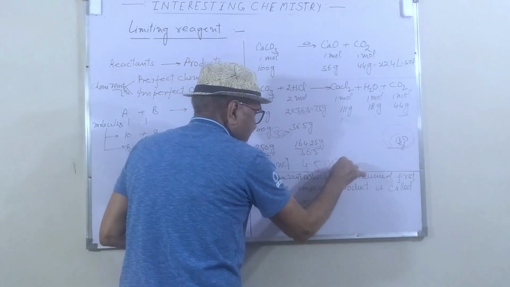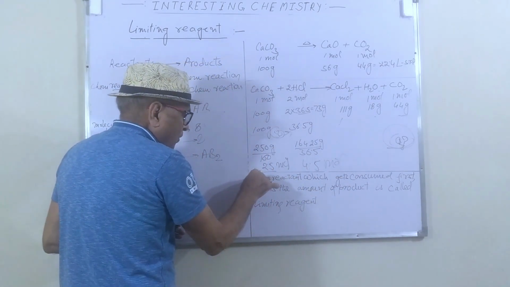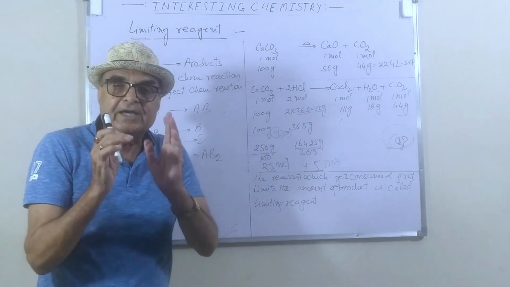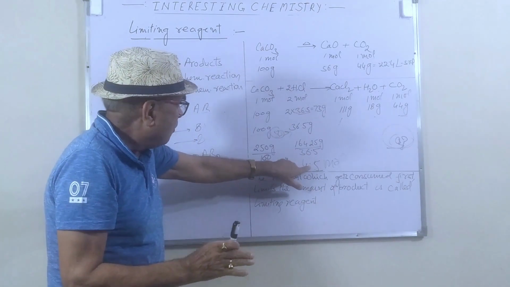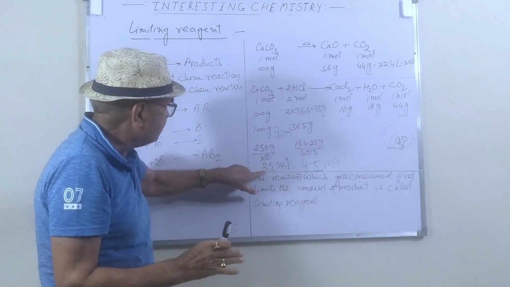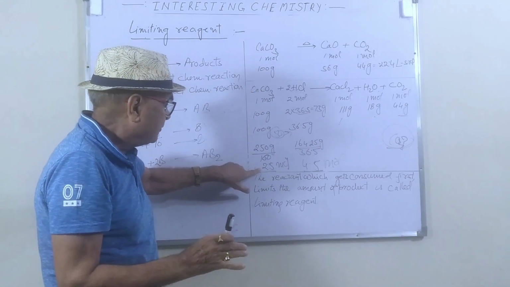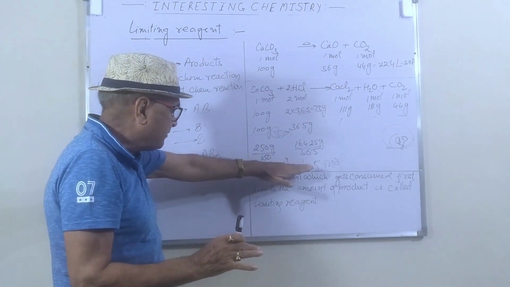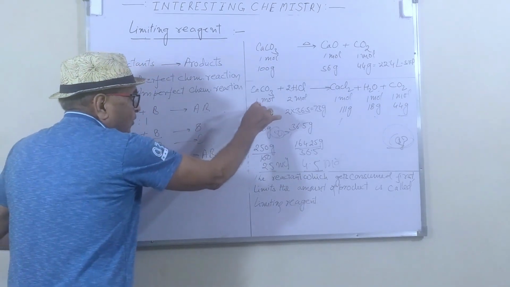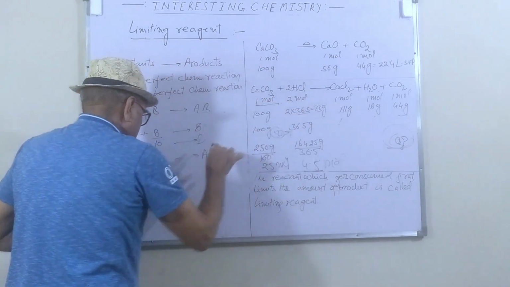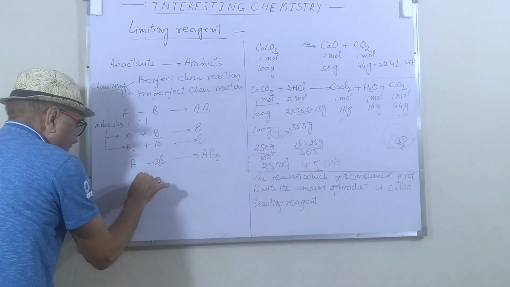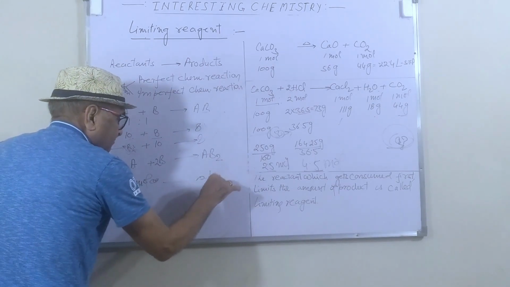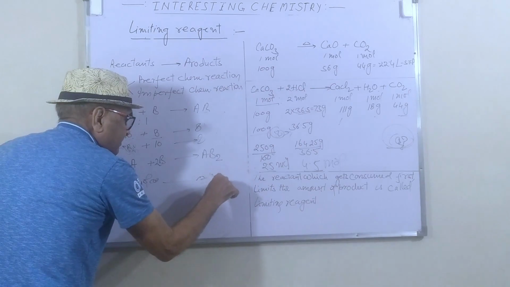Again here, it is 2.5 mole and it is 4.5 mole. Here the amount of HCl is more and the amount of calcium carbonate is less. So don't say that yet. Please calculate again which one is the limiting reagent. Here this is the ratio: 1 mole of CaCO3 requires 2 mole of HCl.